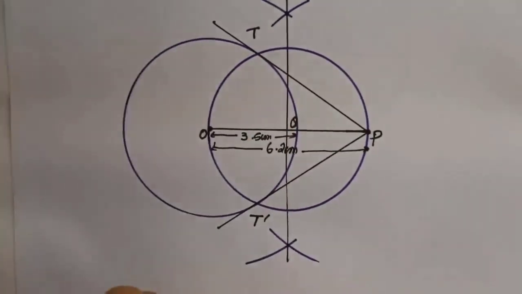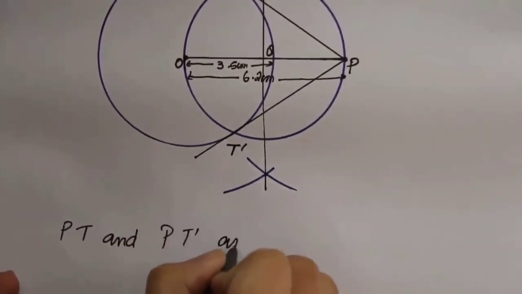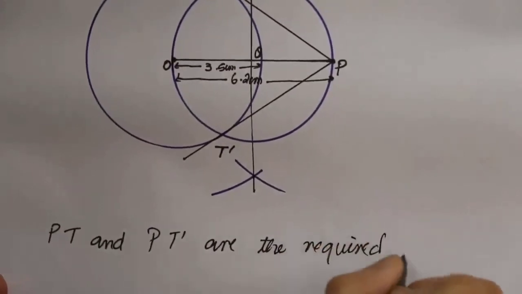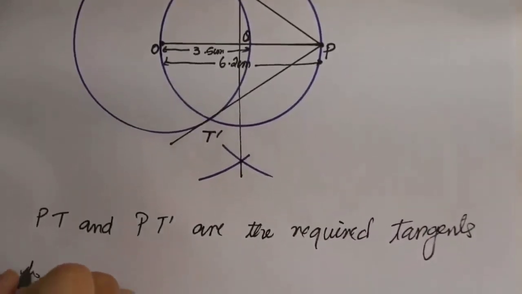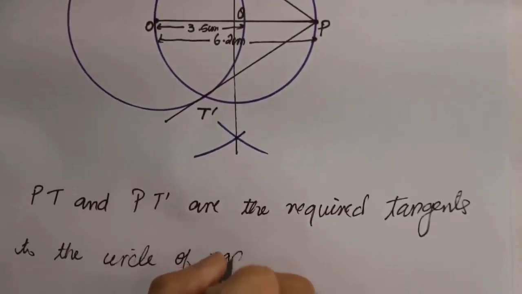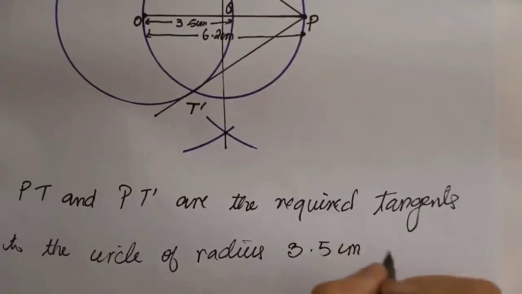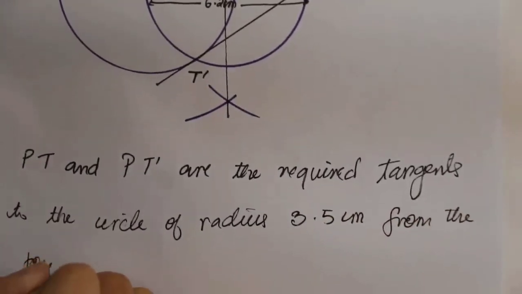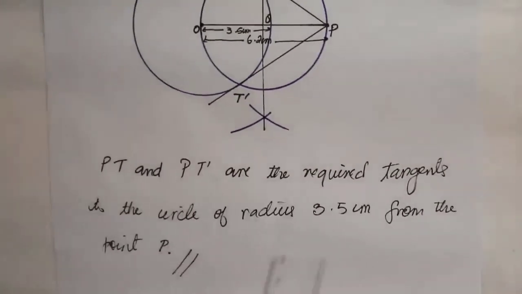So you write here: PT and PT prime are the required tangents to the circle of radius 3.5 centimeter from this point P. So this is the required construction to this question.